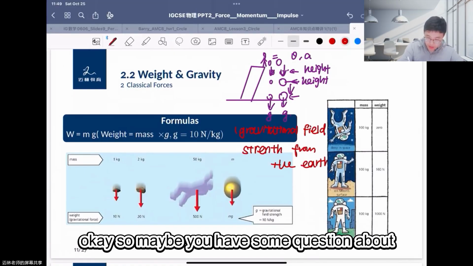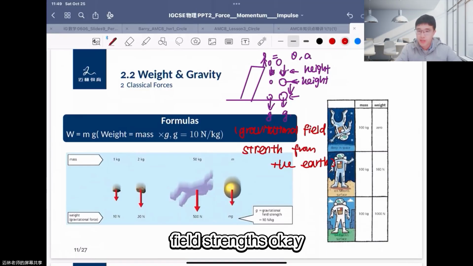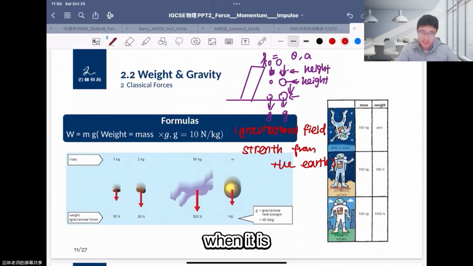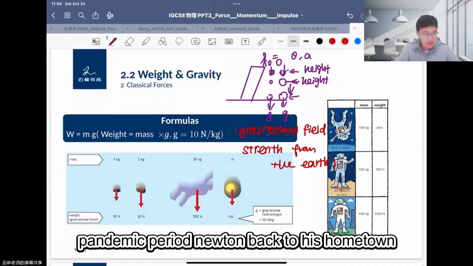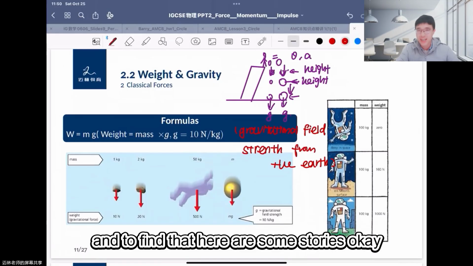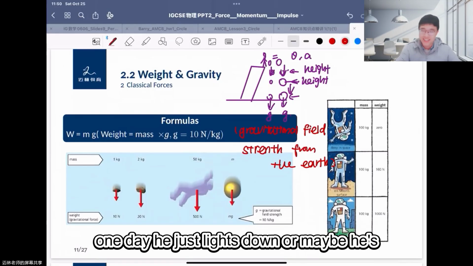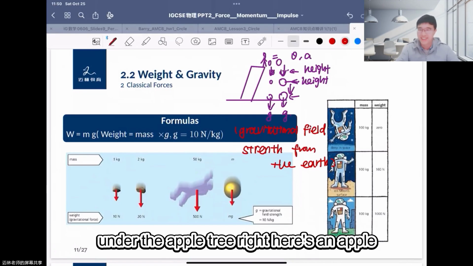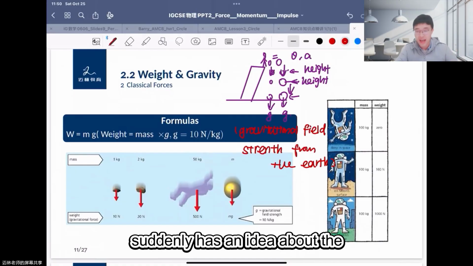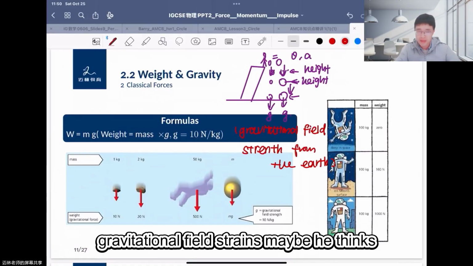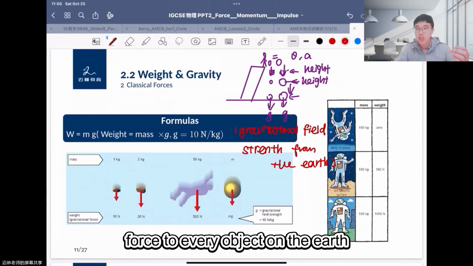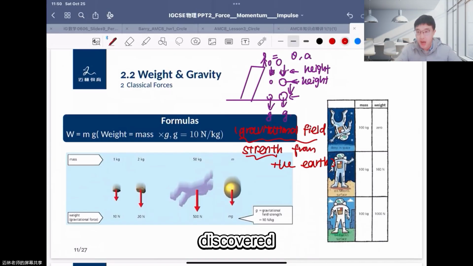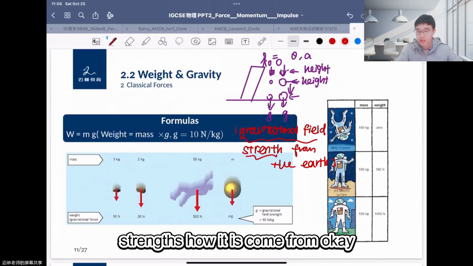Okay, so maybe you have some question about this. So why is there a gravitational field strength? Back to the story we just told before: during pandemic times, Newton went back to his hometown. One day he just lies down, or maybe he's reading his books under the apple tree, and an apple falls down on his head. He suddenly has an idea about the gravitational field strength. Maybe he thinks that the Earth has an attractive force on every object on the Earth. So that is how gravitational field strength was discovered.